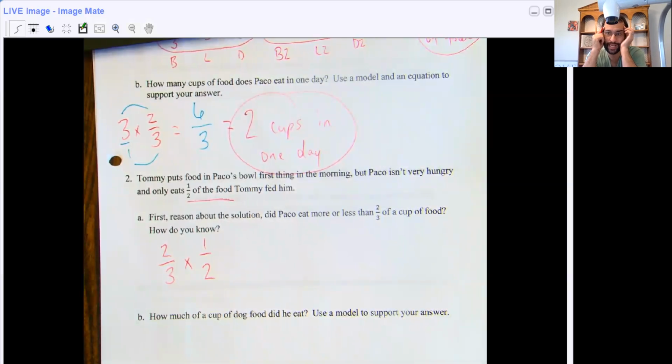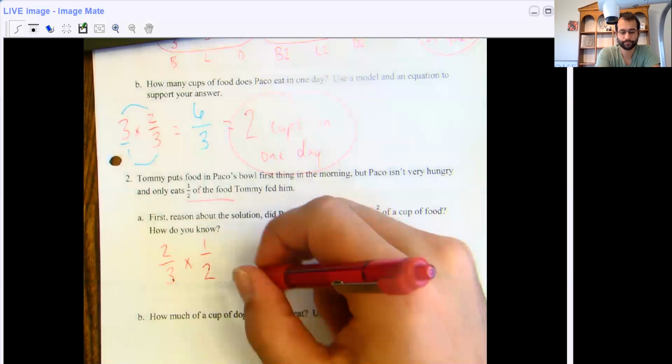So let's think about this for a second. Let's go back to last week. When I multiply a whole number by a fraction, it makes my whole number smaller. When I multiply a fraction by a fraction, it's going to really make my number smaller because both of these numbers are less than 1 whole. This is less than a whole, and this is less than a whole.